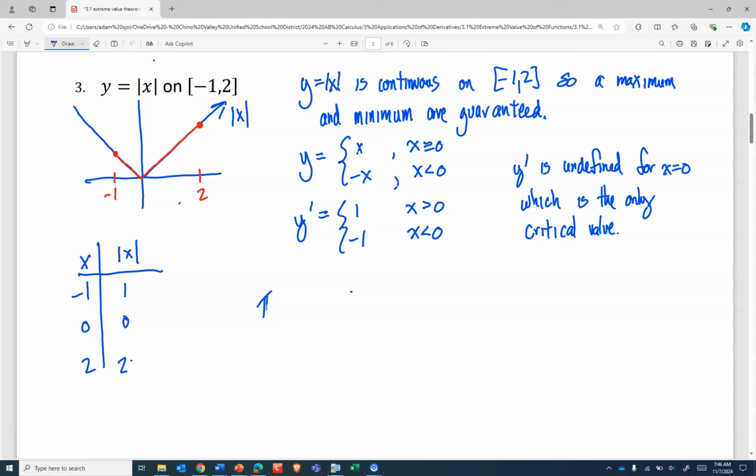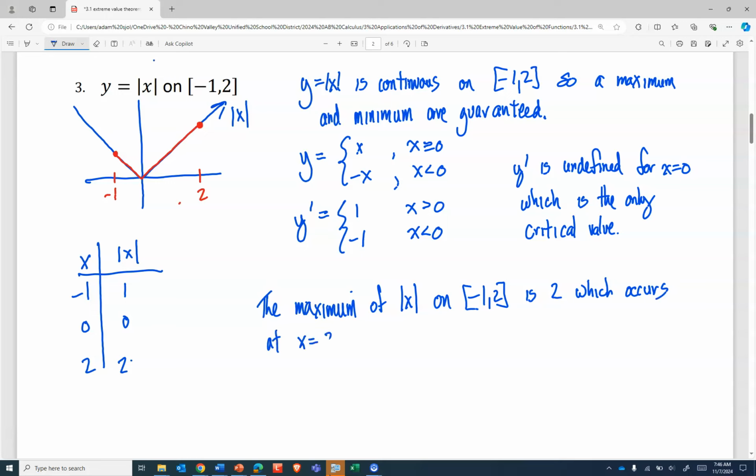Okay, so we're nearly done. The maximum of the absolute value of x on -1 to 2 is 2, which occurs at x equals 2, and the minimum is 0, which occurs at x equals 0.